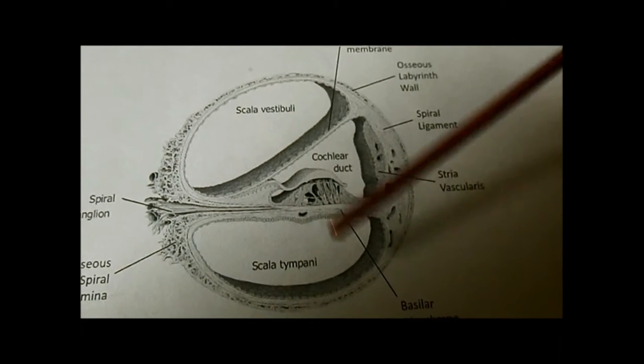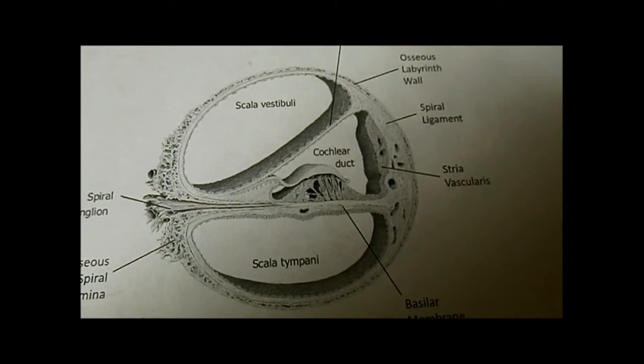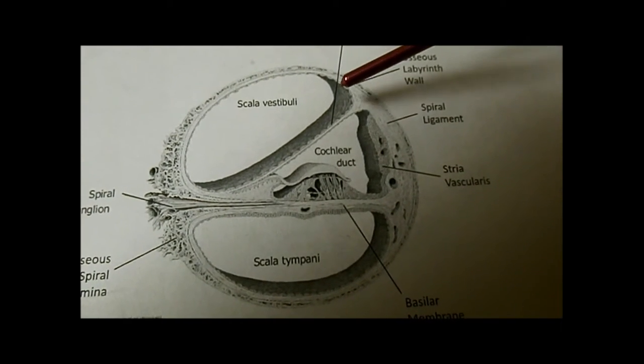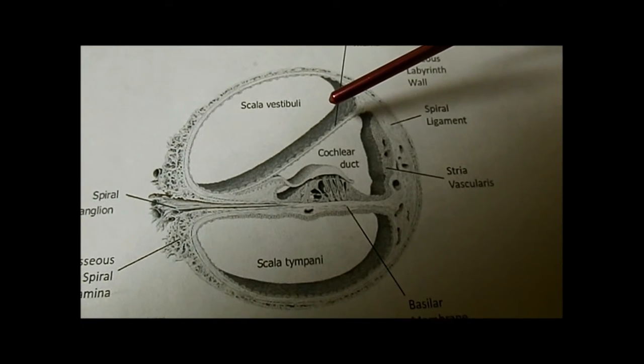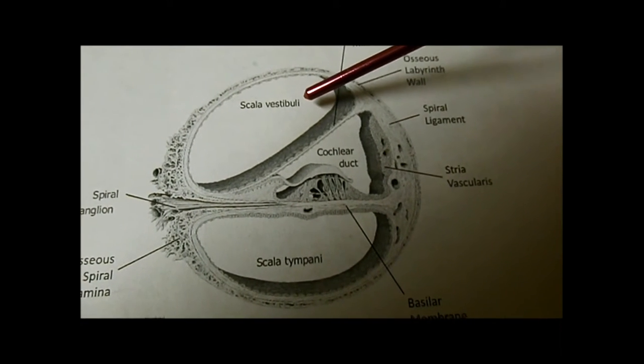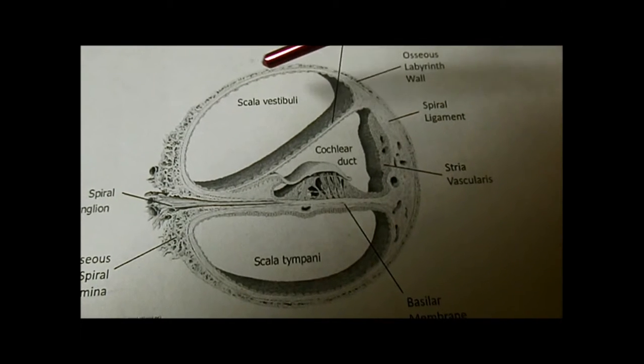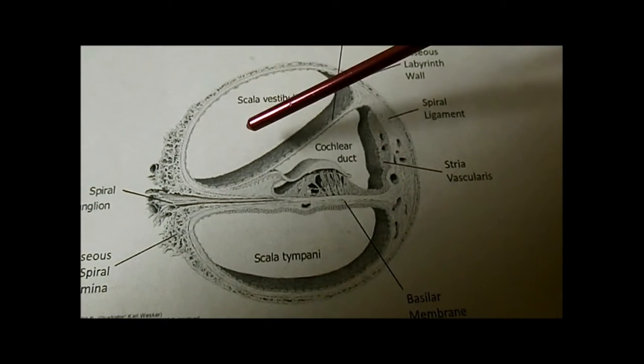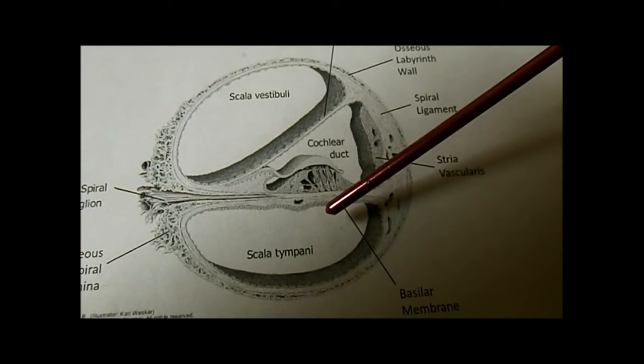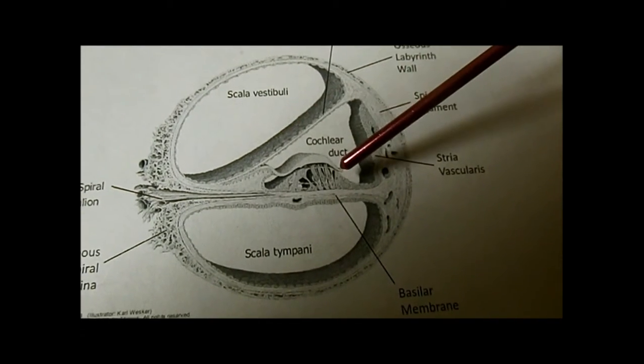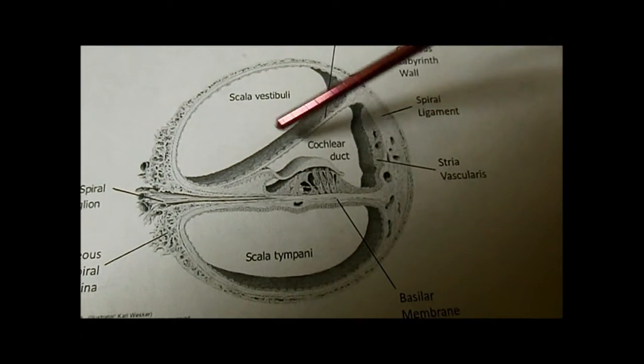The scala vestibuli and the scala tympani are made of bone, and they contain a fluid called perilymph. Now, perilymph is very important because it allows the mechanical energy from the ossicles to be eventually converted into electrical impulses as they move through the cochlea.